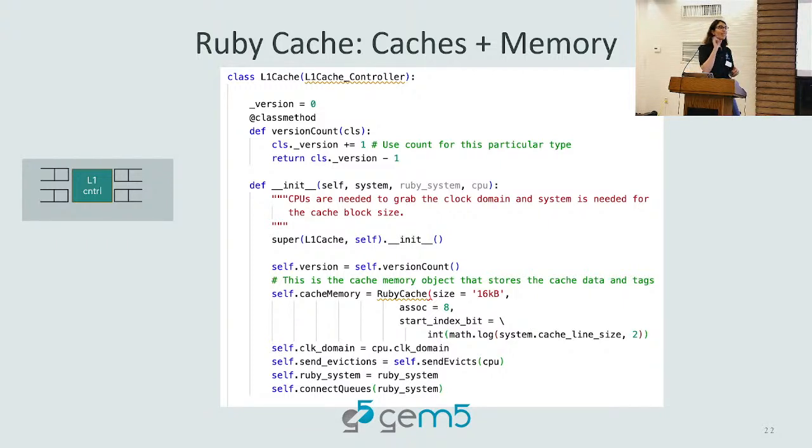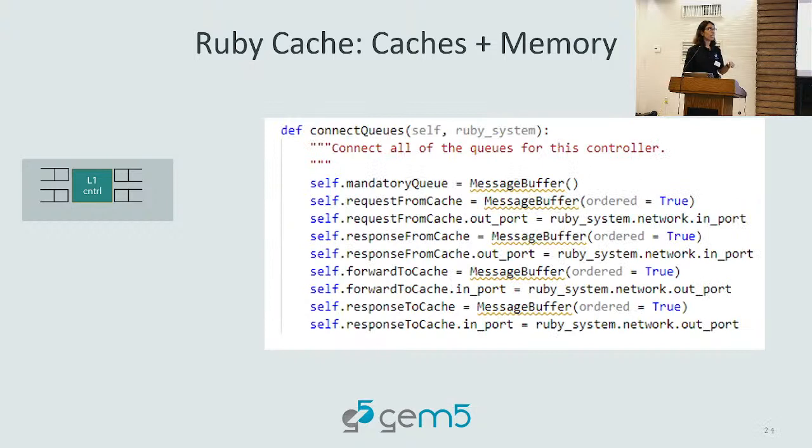You have to ask two questions here. First, how are you going to connect this to other components in your system? How you define your cache is through self.cache memory, where you describe a Ruby cache, give it a size, give it associativity, and specify what part of the address space it has to read to be able to address this cache. And then to connect this, you can create a connect queue function here. We'll see in the next slide exactly what that connect queue does.